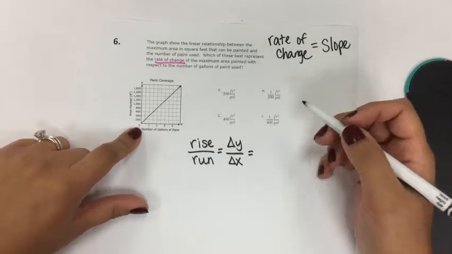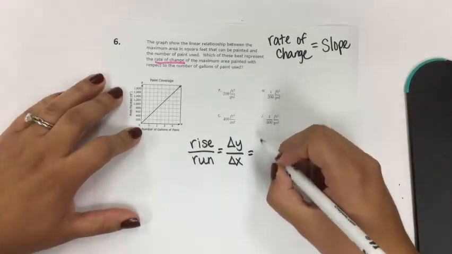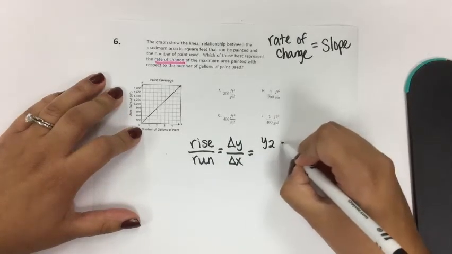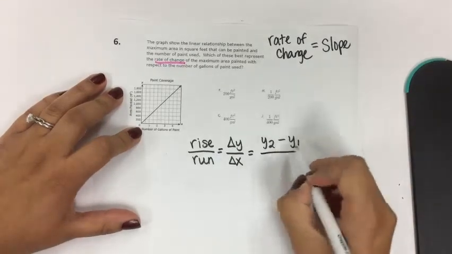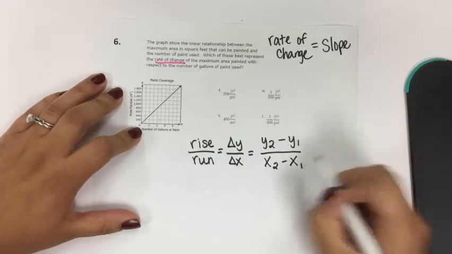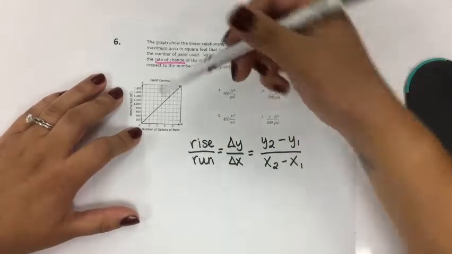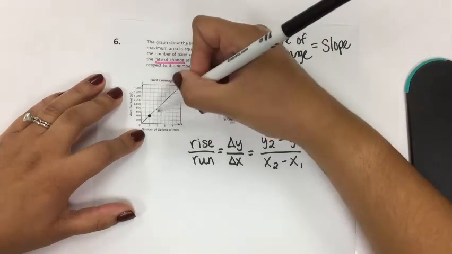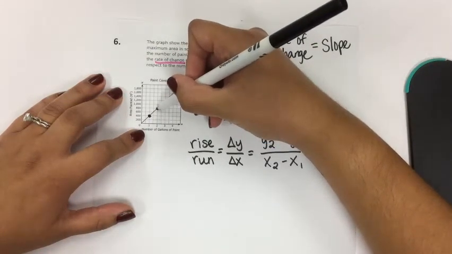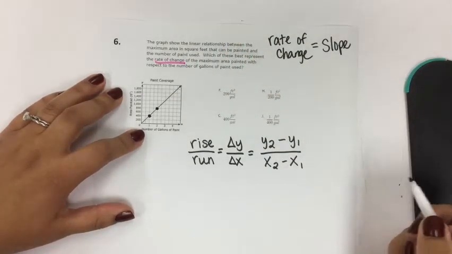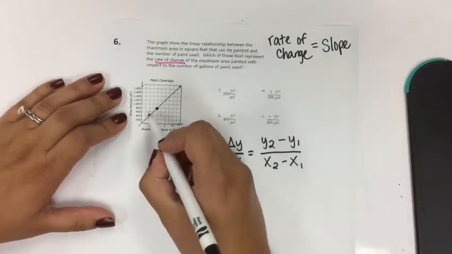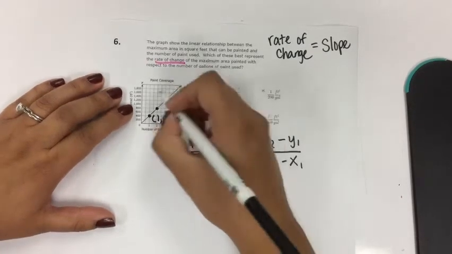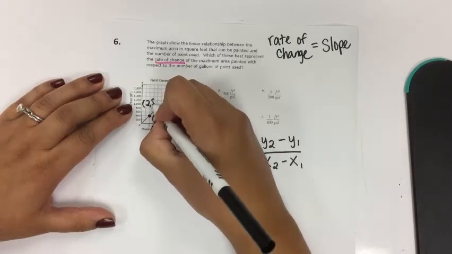Okay, we're going to grab 2 points, because our formula for this is y2 minus y1 over x2 minus x1. So I'm going to pick 2 points. Here's 1 and 400, here's 2 and 800. So my points are 1 and 400, and the second point is 2 and 800.